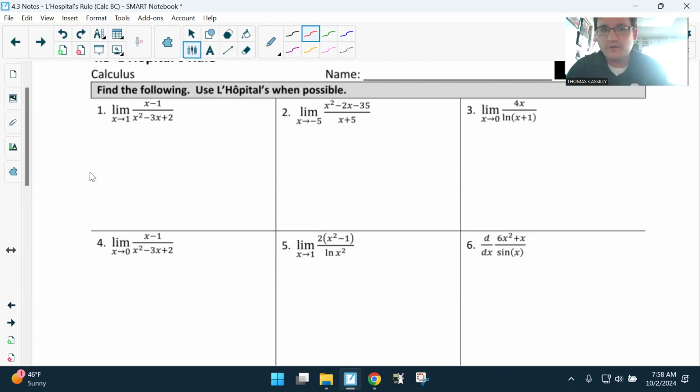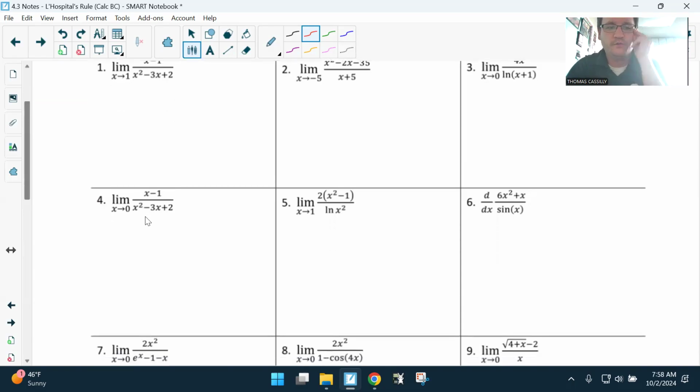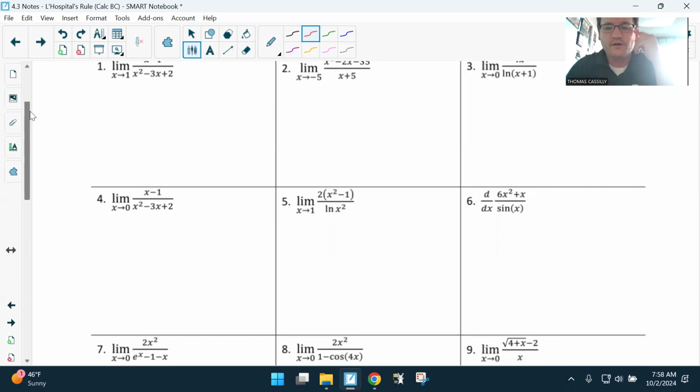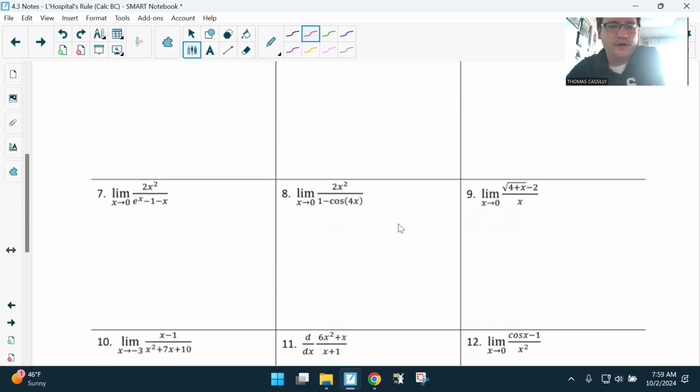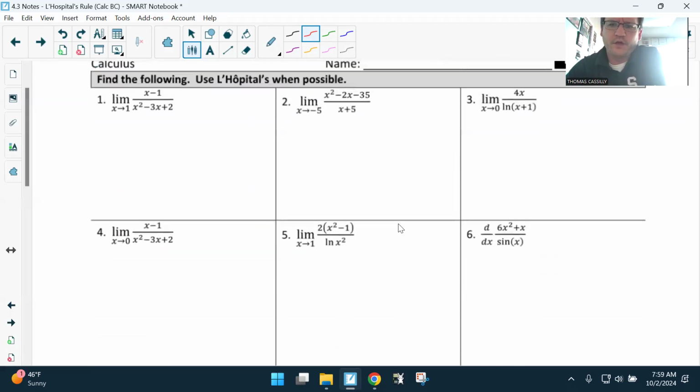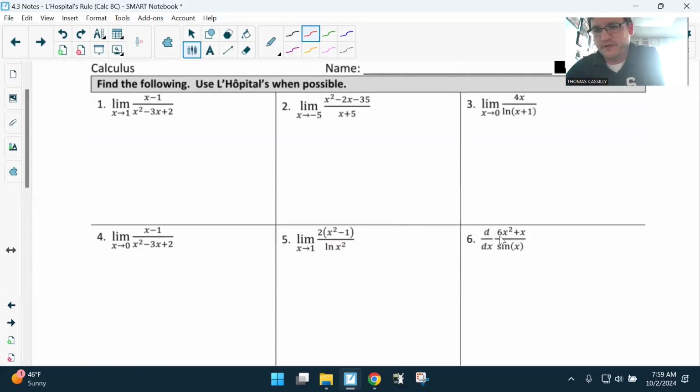All right. If you like the old stuff, you can still do that. Like if you look at number 4, that's probably going to be a factor and cancel type of situation. So maybe you want to stick with that. But anytime we get these ones where we have the sines and the cosines in here, that might be the time to use L'Hopital's rule, right? Like if you look at number 6, they're just asking you to take the derivative. They're not asking you to take the limit.